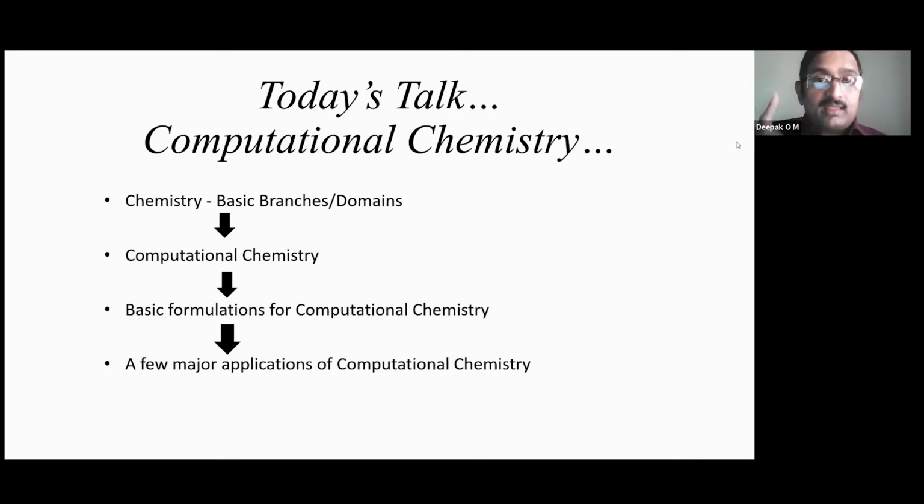But we should understand that one among the major stakeholders with respect to that contribution is this particular branch, which is computational chemistry. Without the advent of techniques in computational chemistry, this kind of fast development of drug molecules or vaccines and those kinds of things would not have been possible at all. That itself helps us to realize the relevance of this particular subject. So now into the talk for today.